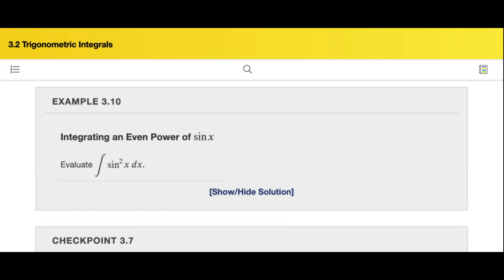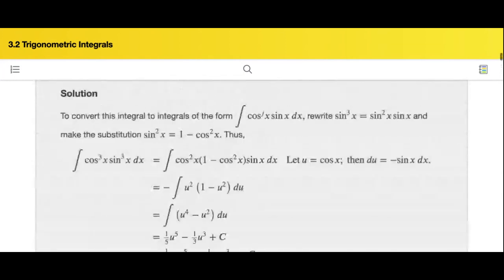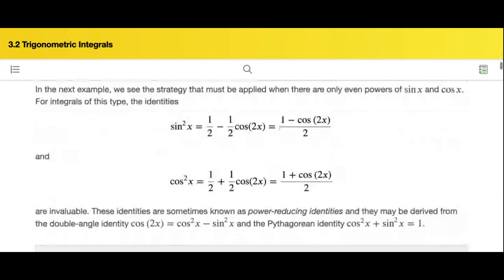If du is sine x dx, u would be negative cosine x, right? But we don't have cosine x. We have another sine x. So it's like we're doomed. We cannot go any further. So what do we do? We have to use this double angle formula. We have to use this formula.